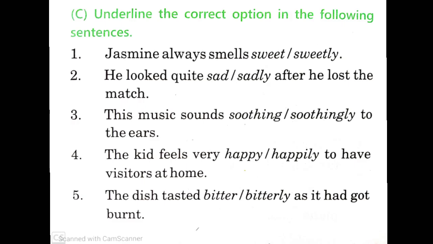Third question, underline the correct option in the following sentences, and you will find verbs of perception here. And we have understood that with the verbs of perception, we only use adjectives but not adverbs. So let's start. First, Jasmine always smells sweet or sweetly. Now smell is the verb of perception, so we will take sweet. So Jasmine always smells sweet.